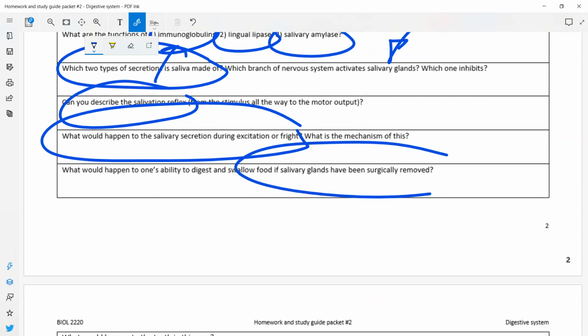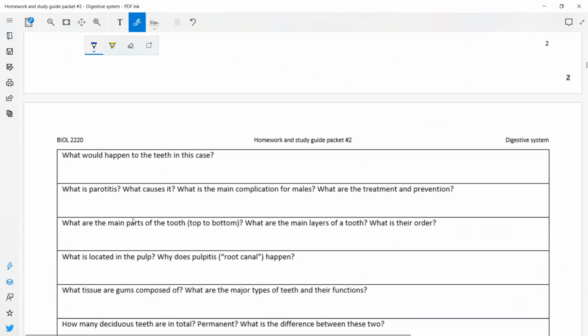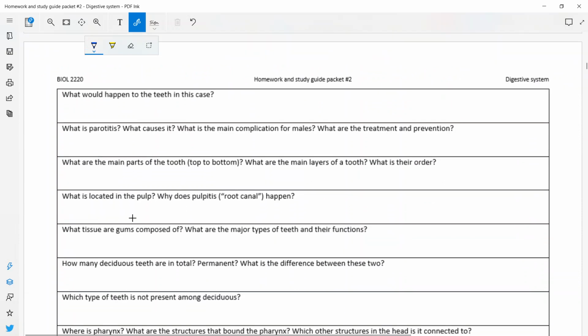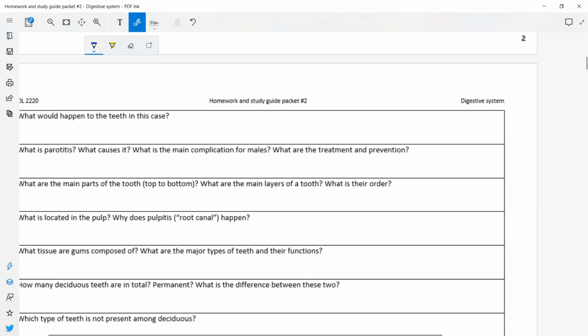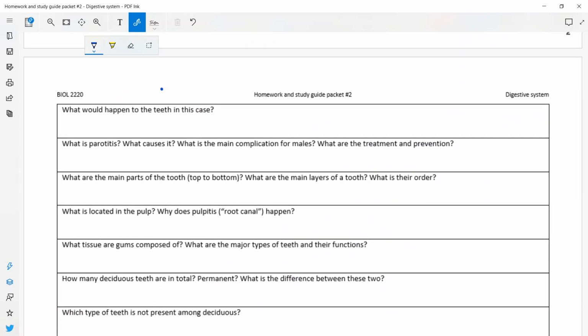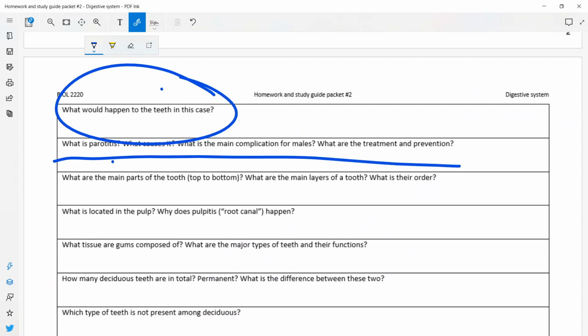If salivary glands were surgically removed, people would have trouble digesting food because they wouldn't be able to make a bolus of food. Teeth would rot because there would be no protection against bacteria. Mumps is an infection of the salivary glands. The main complication for males is orchitis or infertility. There's really no treatment.